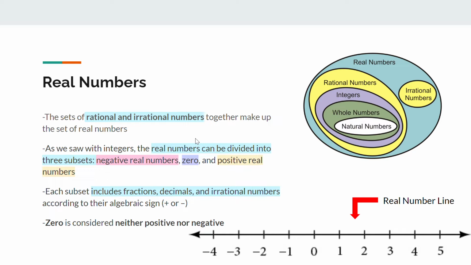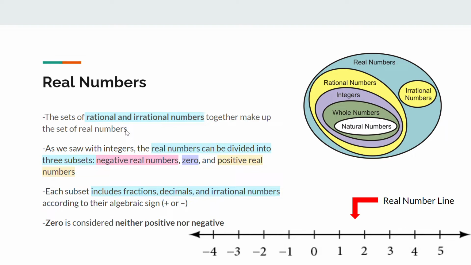So the last one, we've got the real numbers. The set of rational and irrational numbers together make up the set of real numbers, as you can see over here. Rational numbers plus irrational numbers make up the real numbers.